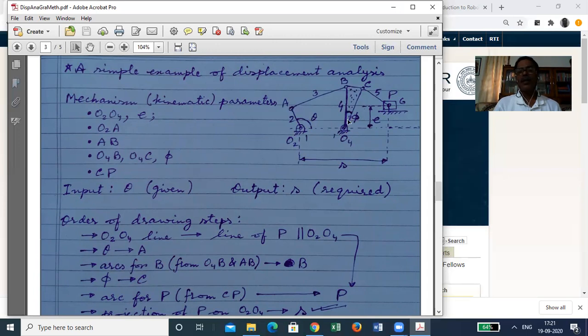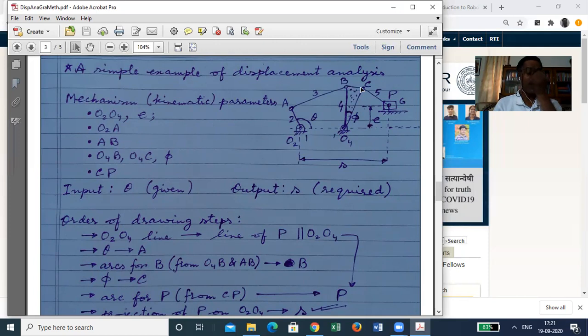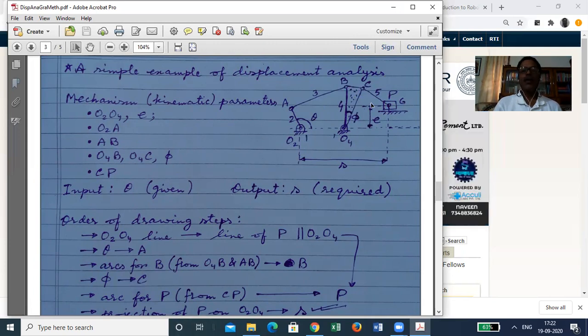O4B is done. You connect O4B, you connect AB, fine, and then you make an angle phi, draw this line, cut O4C, and so C you have determined. BC you connect. So draw phi, get C, and then with CP radius you draw an arc which cuts at 2 points, one here and one here. So the correct one you would select again from there. This is also a diode assembly.